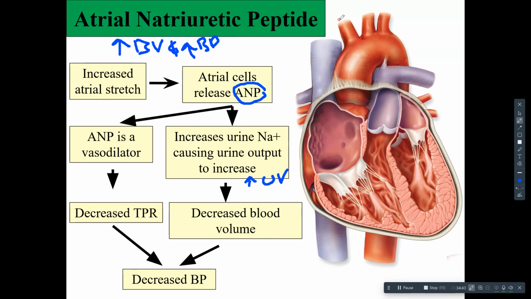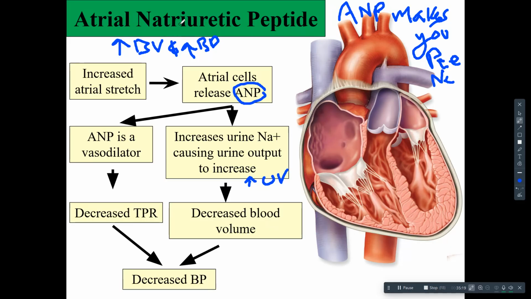By the way, here's how I remember it. ANP, atrial natriuretic. ANP makes you, bear with me here, A and P makes you P and A. And by P, I mean P like urinate. So A and P makes you PNA. And if you pee away more sodium, you pee away more water, which means you lower your blood volume and lower your blood pressure.